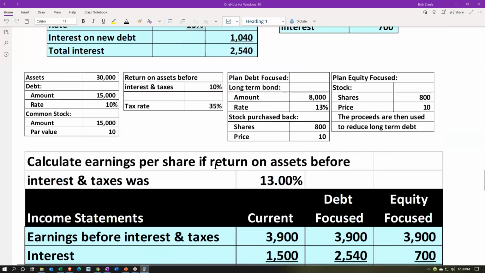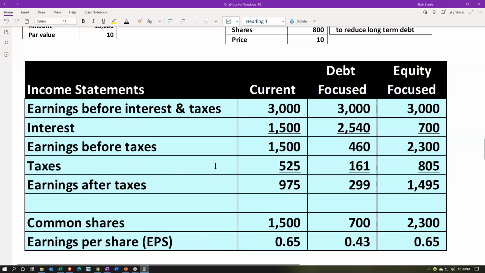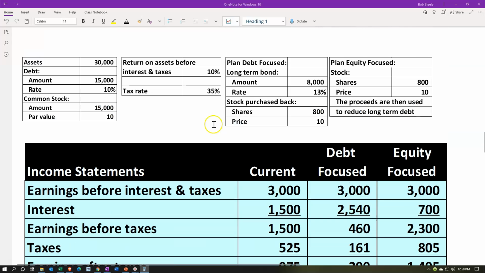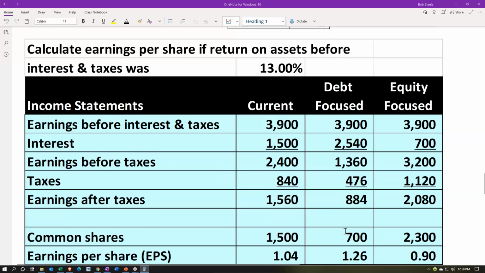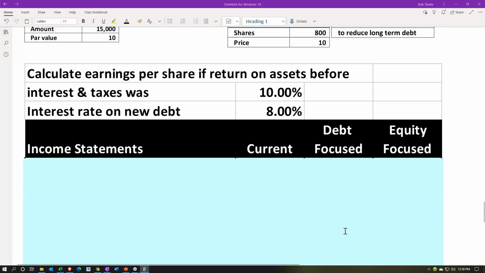So we started off up top. Then you'll note when we worked it out with the numbers up top, at the interest rate of the 13% on the new debt, it looked like the debt plan was worse off for earnings per share. We would expect then if the interest rate was to drop to something more reasonable, then the debt plan, of course, will look better. So let's just check that out.